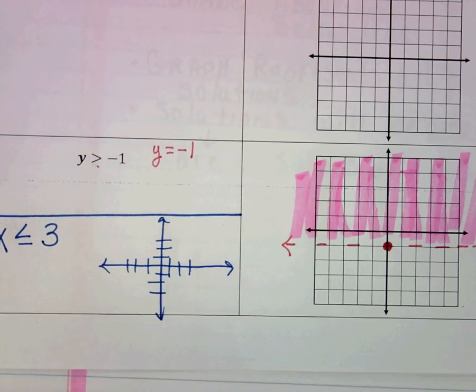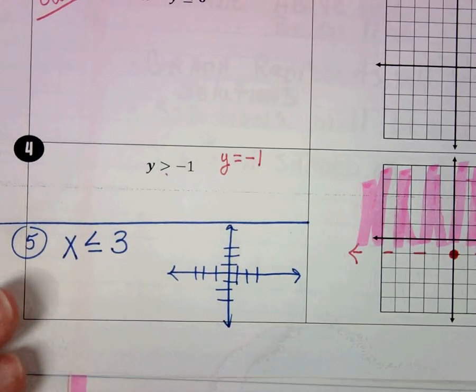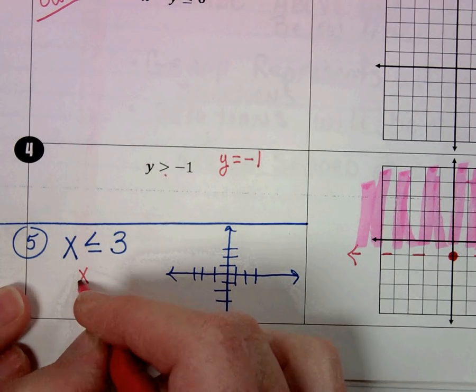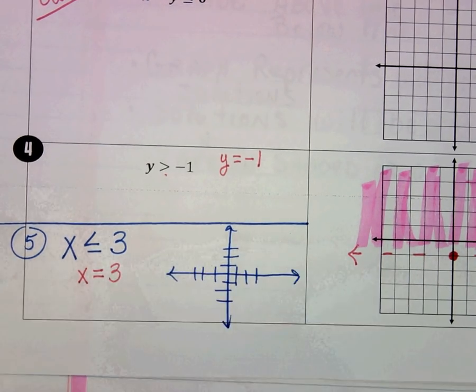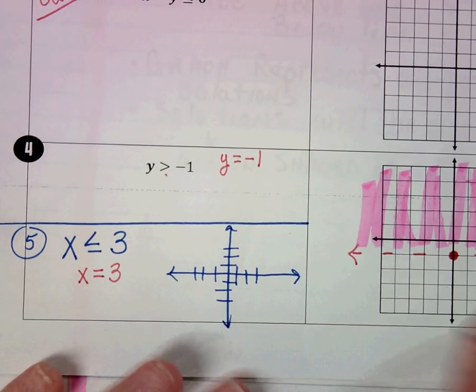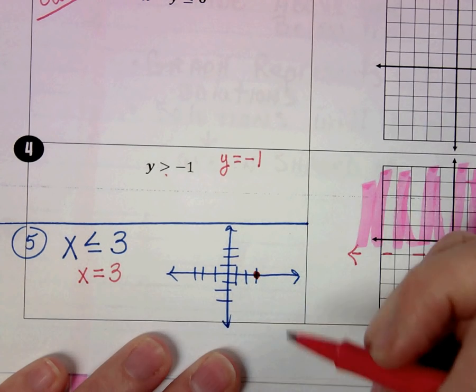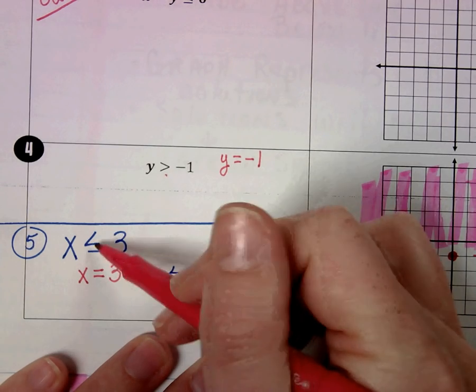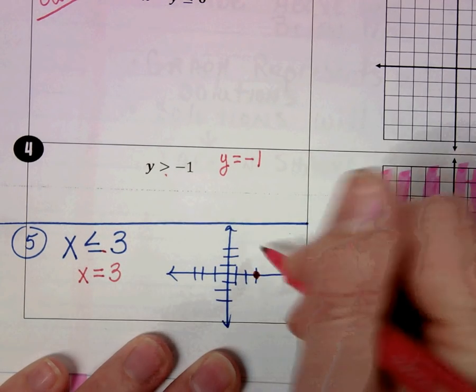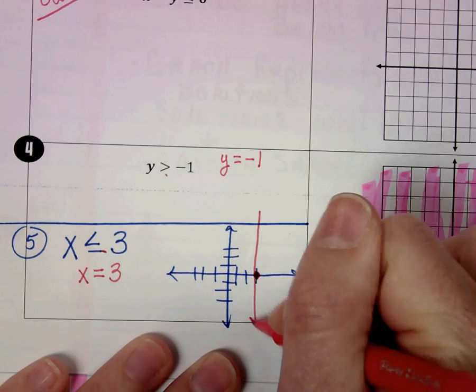Okay, and then the last example, x is less than or equal to 3. If you need to think about it as x equals 3 to help you know which kind of line to draw, you can do that. We would put a point where x is 3. This is going to be a vertical line. It has the equal to in it, so that means it's going to be a solid line.